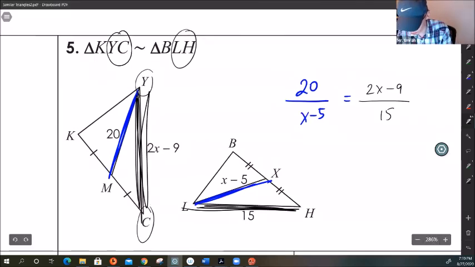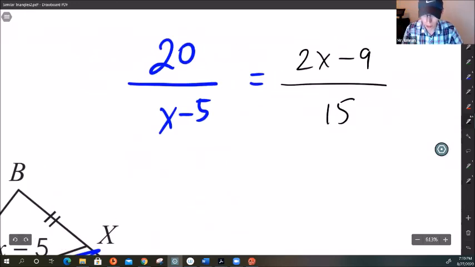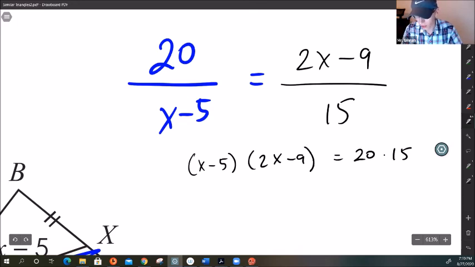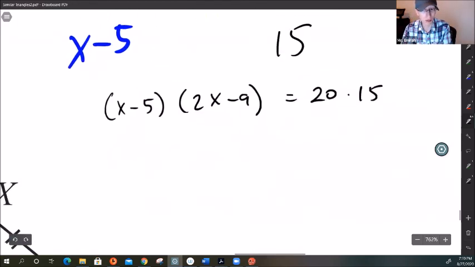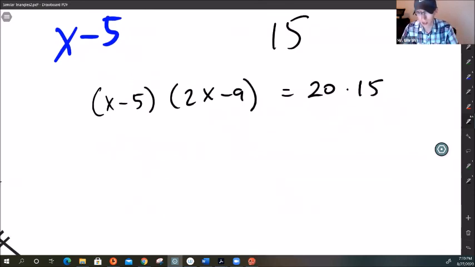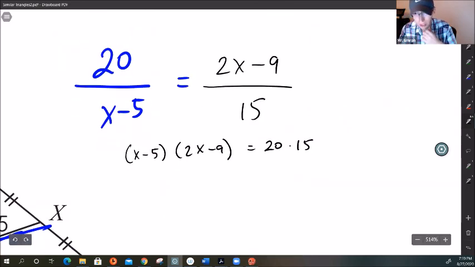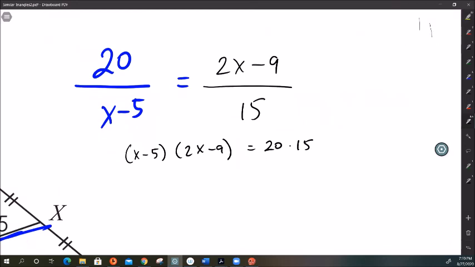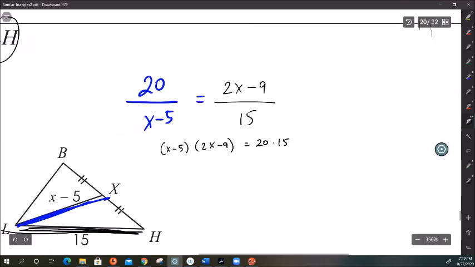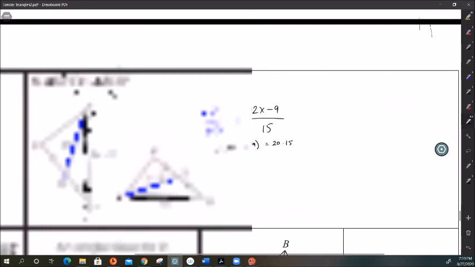All right, let's solve this one. So I'm going to multiply x minus 5 by 2x minus 9. It's going to be equal to 20 times 15. And the numbers are not easy either, right? Oh, could I have simplified this one maybe? Yeah, you could, you can just multiply 20 times 15, you get 300.